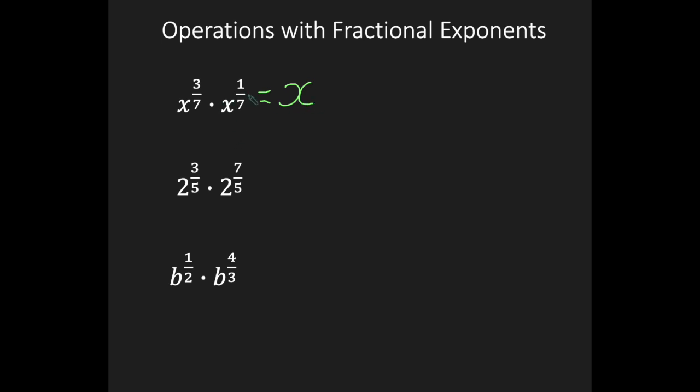Now, the only difference between these problems and the ones that I did in previous videos is that your exponent is a fraction. That's it. So you have to know how to add fractions. So I keep my base of x and I'm going to add the 3 over 7 with the 1 over 7. Now, when you're adding fractions and the denominators are the same, you keep your denominator. So I'm going to keep my 7 and I'm going to add my numerators, which is 3 plus 1. So this becomes x raised to the 4 over 7.